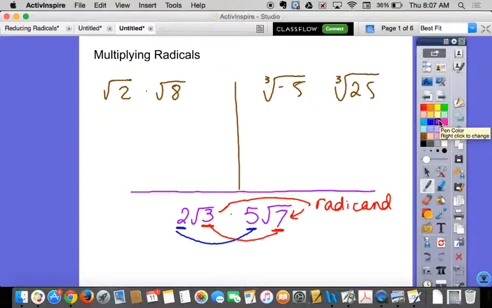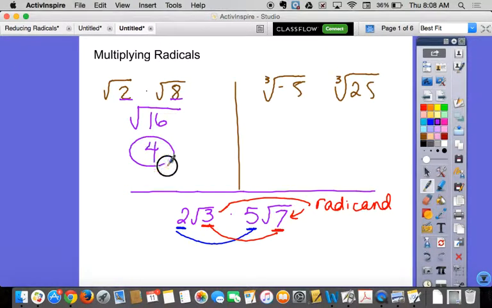So let's get started with these simpler ones. They don't even have coefficients, so if you would like to put the ones there, you could, but you don't really have to. All you have is radicands. So the 2 times the 8, go ahead and multiply those. That's going to give you 16. Once you have it multiplied, then you can go ahead and reduce. So the square root of 16, you know that is 4. You're done. Now, it works the same way with cube roots, not a problem.